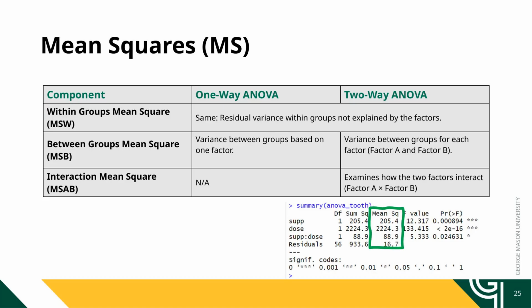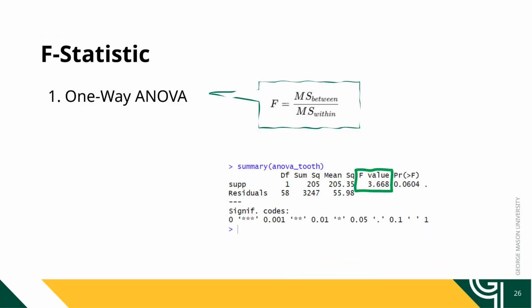The F statistic in one-way ANOVA compares variance between groups to variance within groups to assess significant differences in group means. An F value of 3.668 for the factor supplement indicates that the variation due to the factor is notably larger than the residual variation.